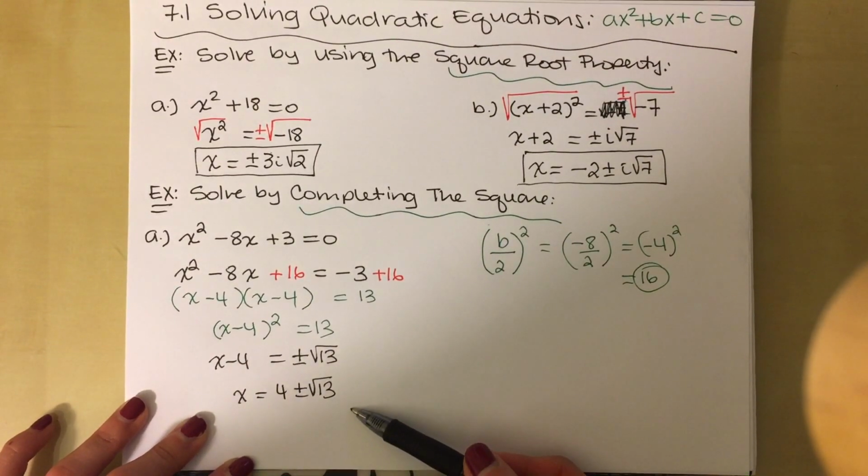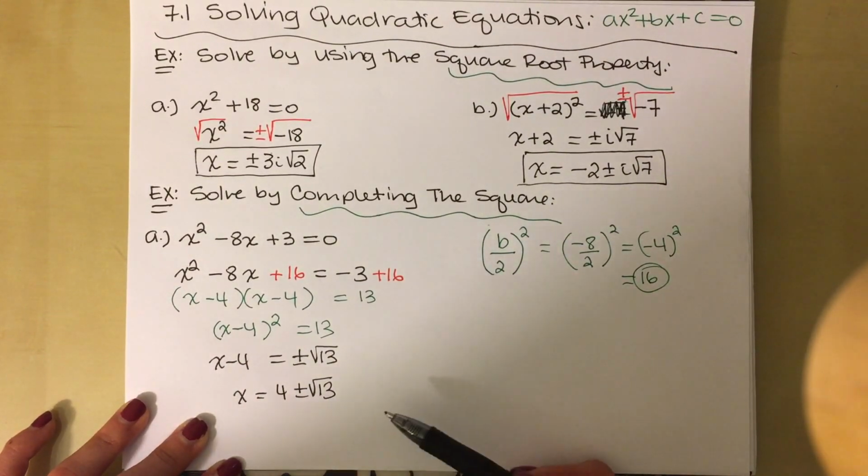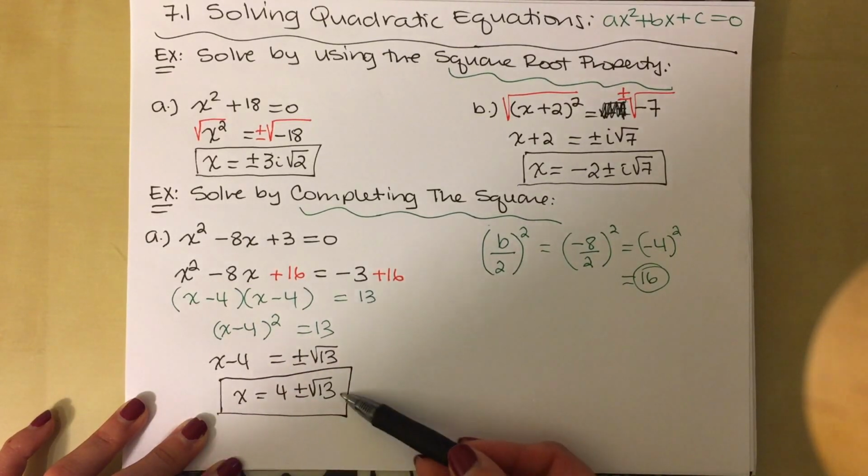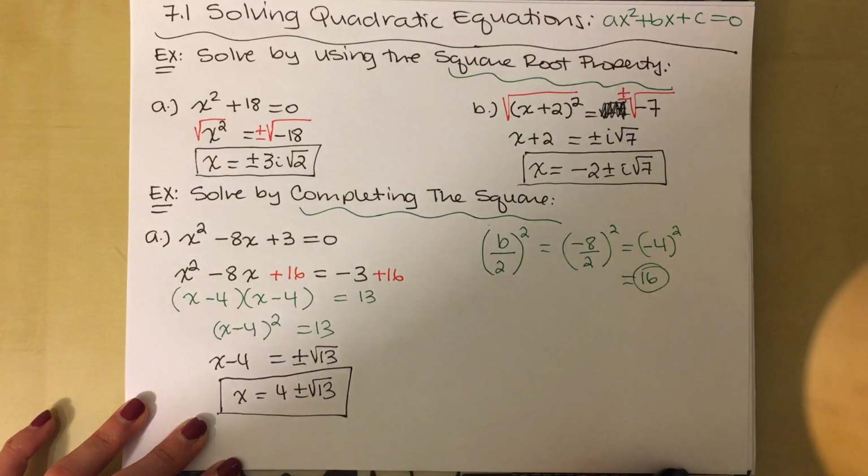Again, there are 2 answers here, but we just write it this way because it's easier. You cannot simplify square root of 13, so we just leave it like that.